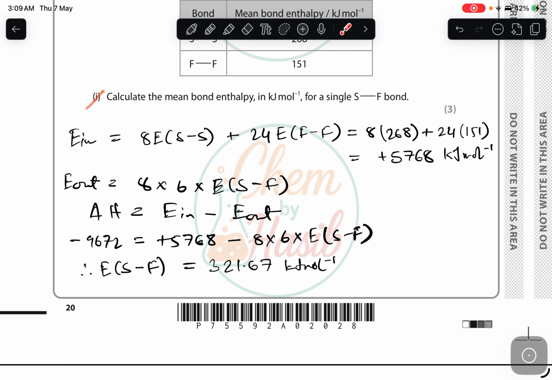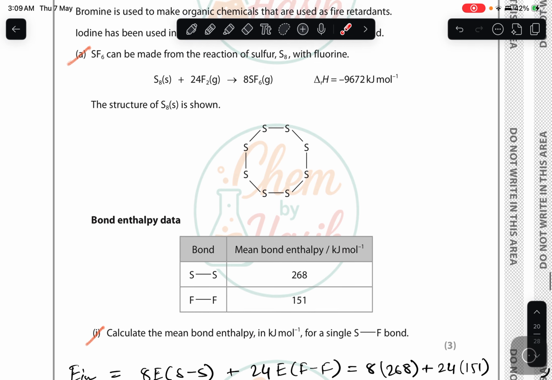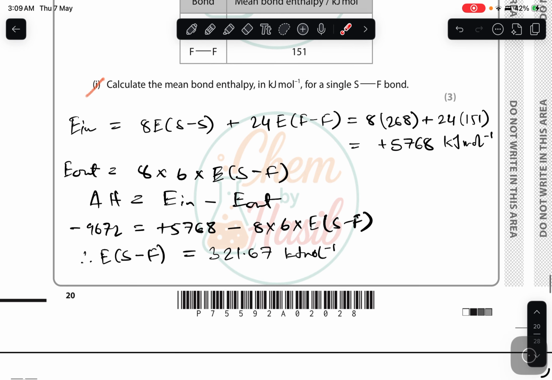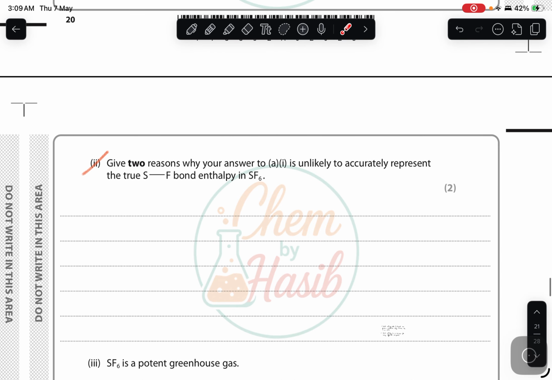So it is a very common mistake, which I also made. I saw 8 here, so I forgot and just wrote 8 here. So it will be 8 multiplied by 6 because one SF6 molecule has 6 SF bonds in it, right? All right. Then we move on to the next question.